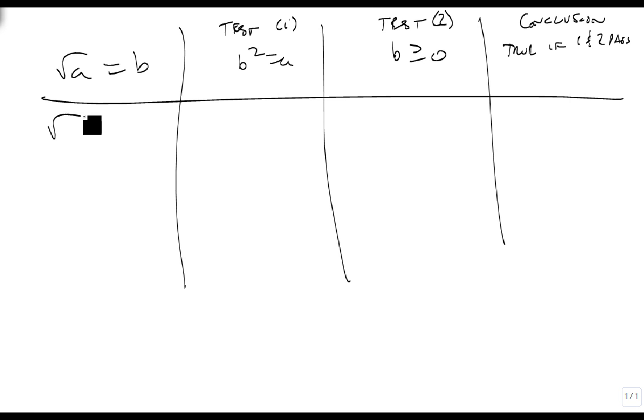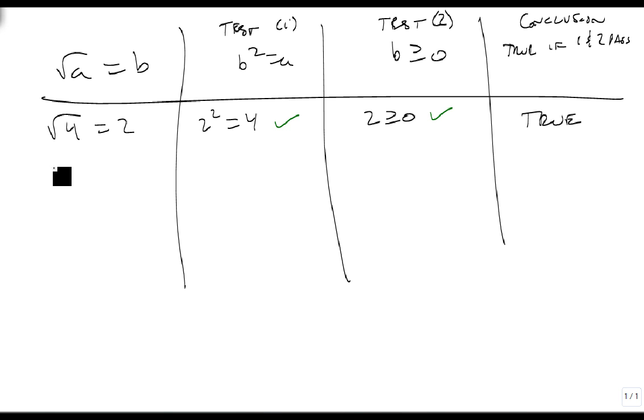Let's start with the square root of 4 equals 2. Well, 2 squared equals 4, that's true, so that checks out. 2 is greater than or equal to 0, so that checks out, which means that this is a true statement.